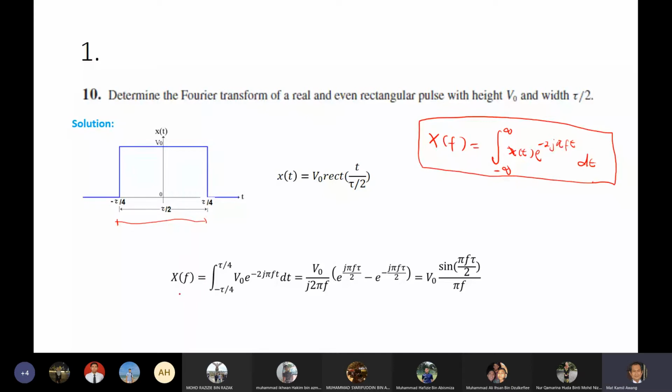So you can set up your Fourier transform. X of f is equal to the integration from minus tau over 4 to tau over 4 of V0 e to the minus 2j pi ft dt. This is given by the following when you do the integration. This is equal to V0 sine of pi f tau over 2, divided by pi f. So this is the Fourier transform of a rectangular wave with height of V naught and width of tau over 2.